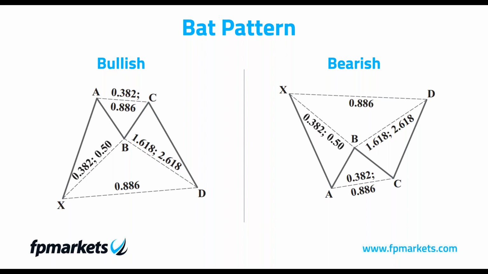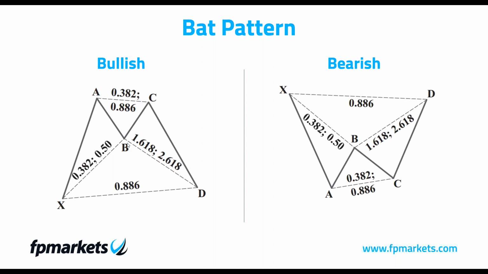Okay, so look, the bat pattern, as you can see on the slide, is another 5-point structure. Very similar, as I said, to the Gartley pattern. With the Gartley pattern, we're looking for a 78.6% retracement; in the bat pattern, we're looking for an 88.6% retracement. As you can see here, the X to A point should give us a deep 88.6% retracement in the bullish formation and a deep 88.6% Fibonacci retracement in the bearish formation. This is the most important element within the PRZ.